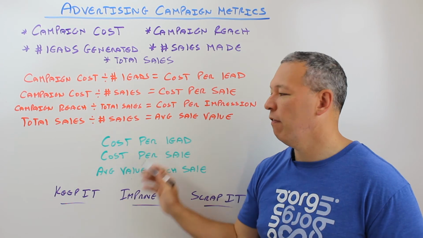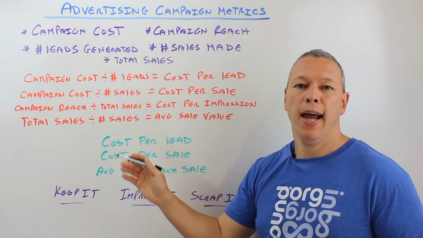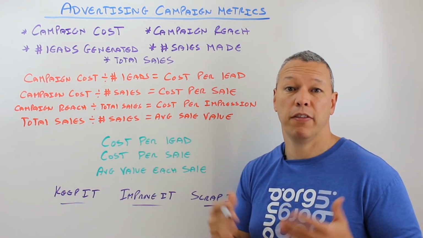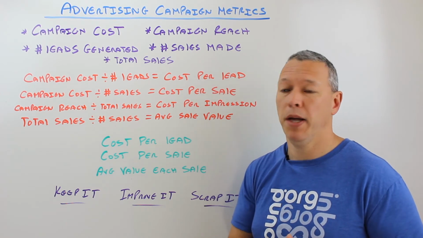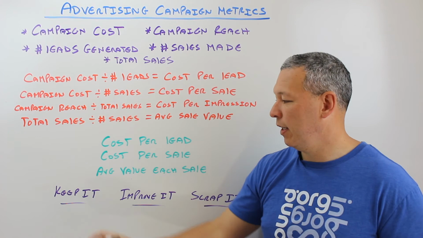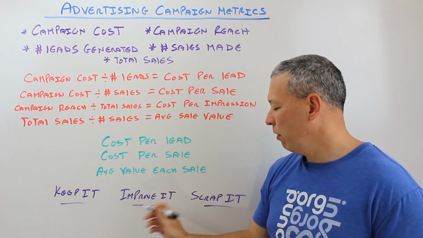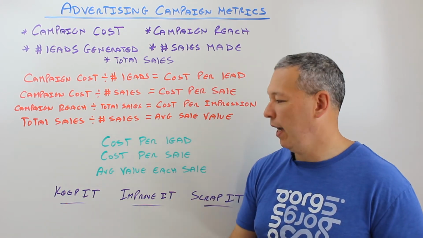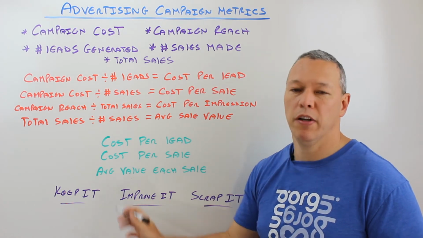And this is where you can start evaluating once you have these numbers, and you can decide if this is a worthwhile advertising campaign. So once you kind of go through these, then you have basically 3 decisions to make. You can keep this campaign, you can improve it, or you can scrap it. Okay, and really, if you're going to keep it, you're going to improve it anyway.